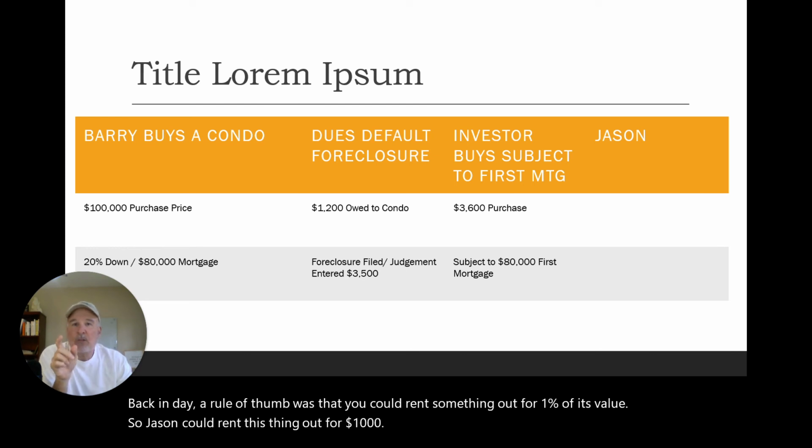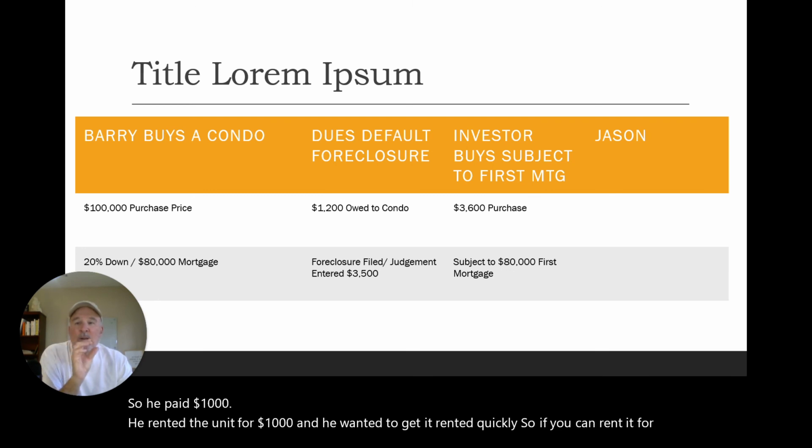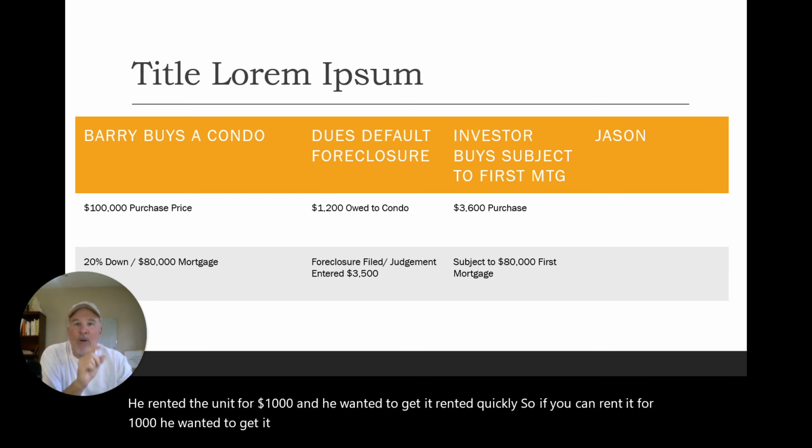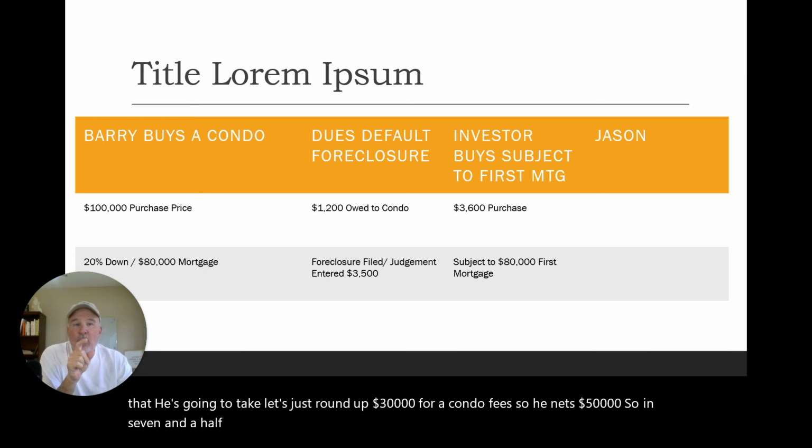He wanted to get it rented quickly. So if he can rent it for $1,000, he'll rent it for $800. Out of that, he's going to take, let's just round up, $300 for condo fees. So he nets $500. So in 7.5 months, he has all his $3,600 back. And after he gets that back, all the rest of the money is profit.